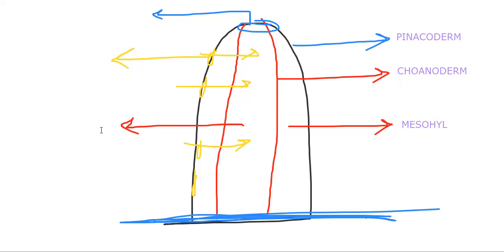With some cells present. Then the cavity inside the coenoderm is called spongocoel. These minute openings present all over the body surface are called ostia. A single large opening is called osculum. Okay: ostia, osculum, and spongocoel.